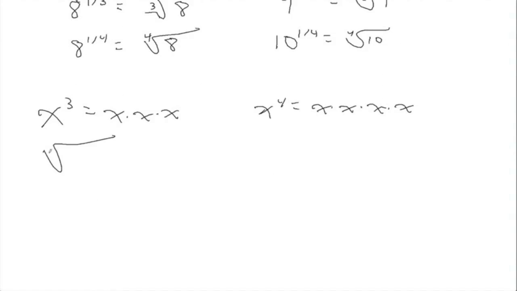So, what does this simplify to? 4. Why? How do you know? Because 4 times 4 is 16. That's right. That's what square root means. The square root of 16 is the number that if you multiply it by itself, it gives you 16. It's kind of hard to put into words, but 4 is the square root of 16 because 4 squared is 16. Right.